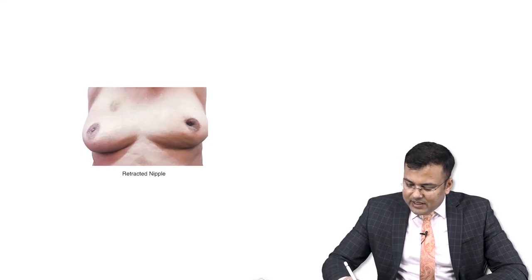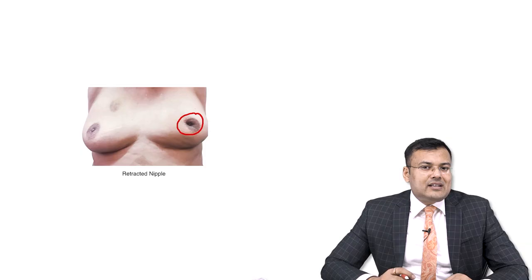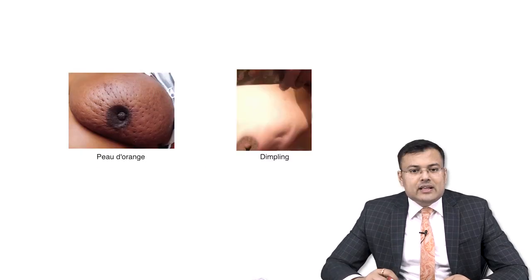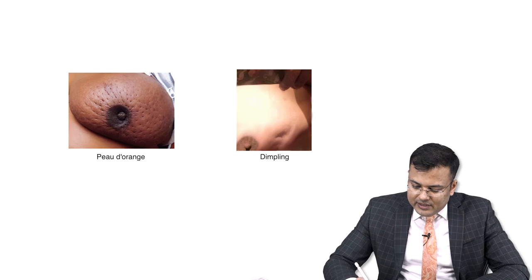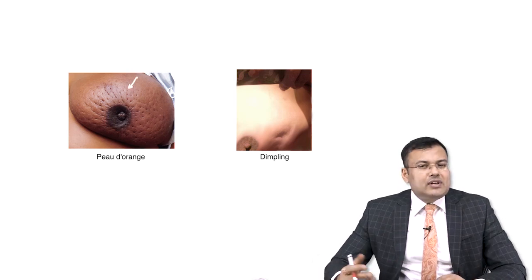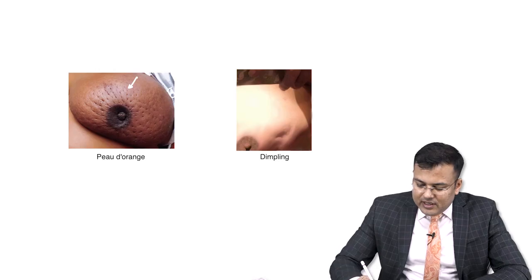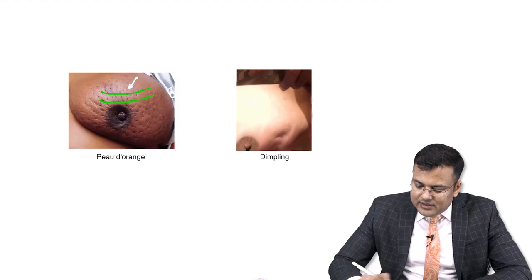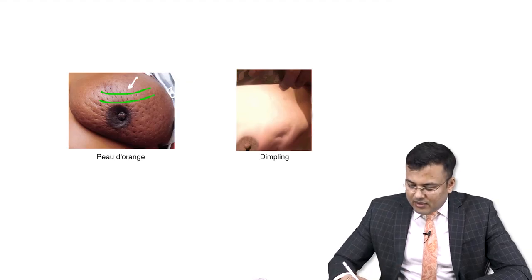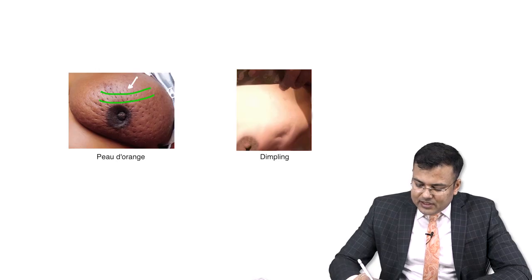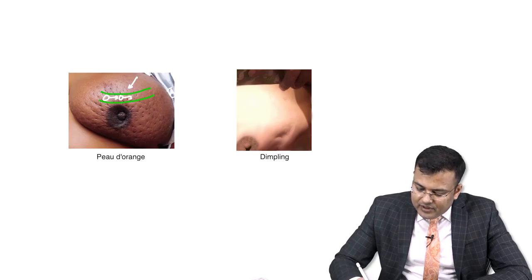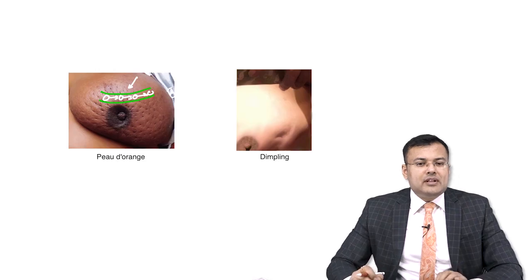See the findings. In this image, you can notice that there is a retracted nipple. Can you see here? See the nipple. One of the findings we discussed, there is a retracted nipple. In this case, you can notice there is peau d'orange. Now question, what is the cause of peau d'orange? You can see these are the lymphatics. In the breast skin, there are lymphatics. What is the problem? These lymphatics are obstructed by tumor cells.